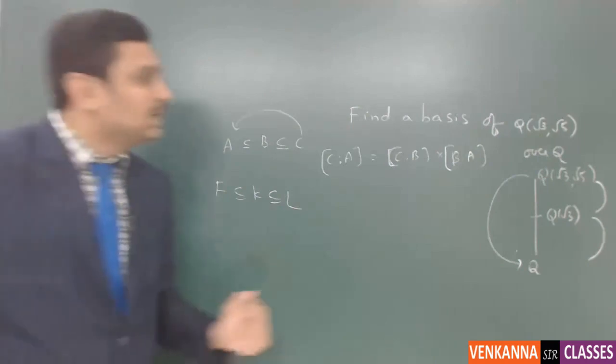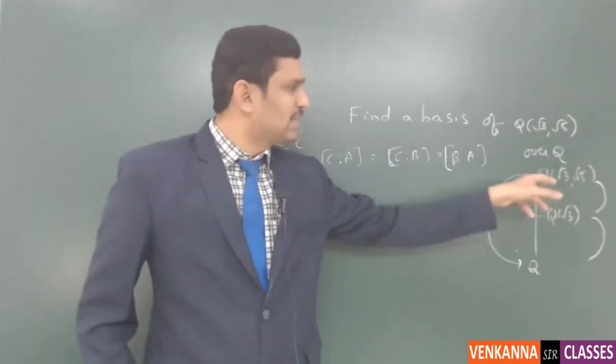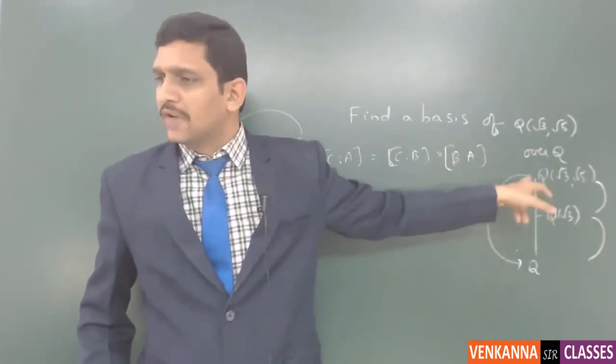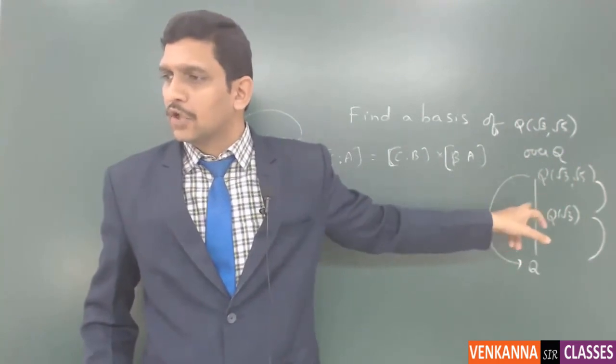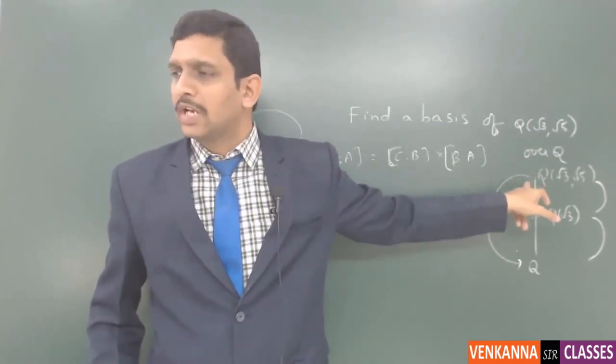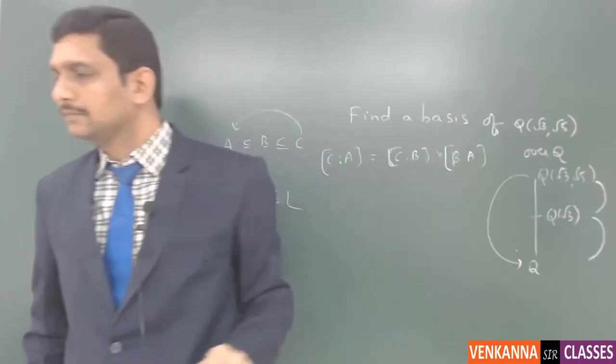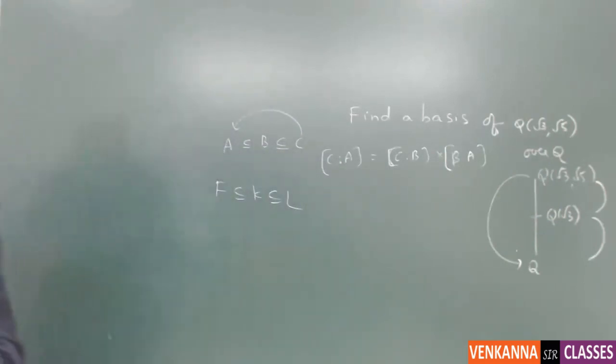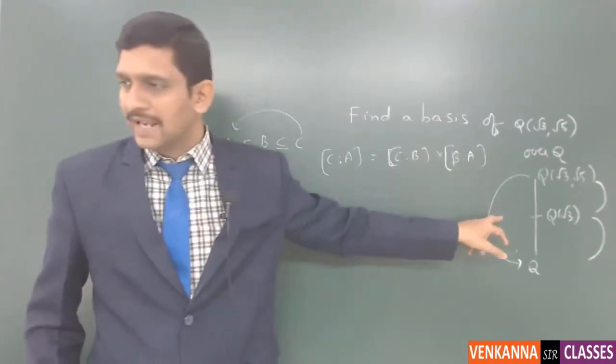Now, comparing between the two sets, Q of root 3 and Q of root 3 comma root 5, what is the different element for us? Tell me. Root 5 is the separate element when compared to this set. Accepted?